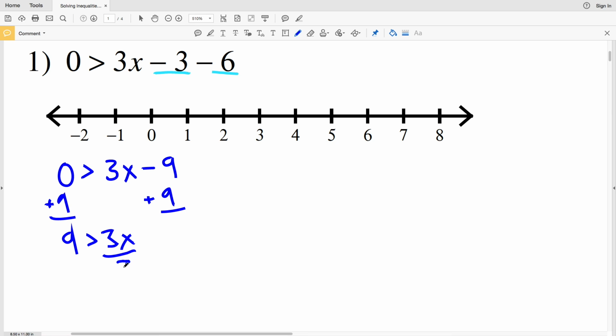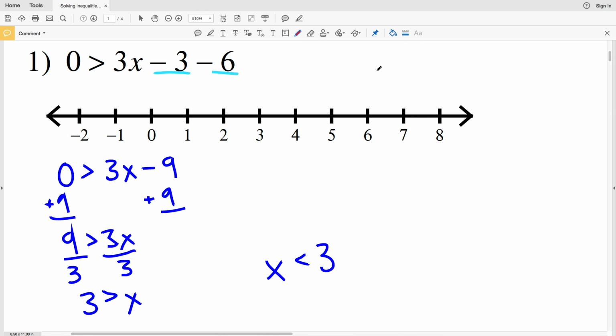My final step is to divide both sides of the inequality by 3 to get that 3 is greater than x. And if you want your variable on the left-hand side, just switch the two and say x is less than 3. Remember that when you're flipping an inequality, you also have to switch the sign. So 3 is greater than x is the same as x is less than 3.